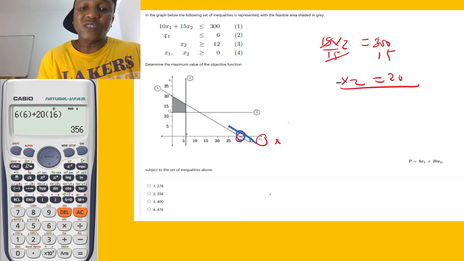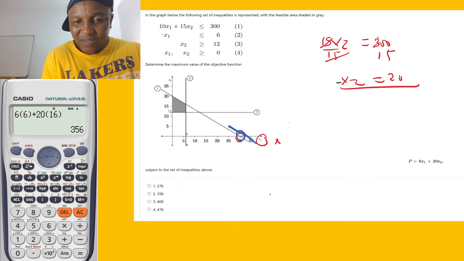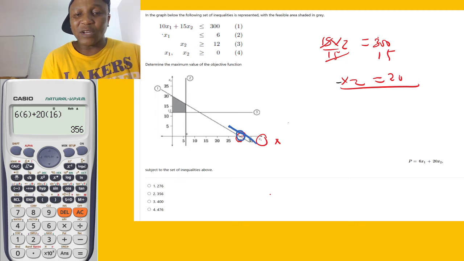Same with the second one, x1 equals 6. You see here, after 5 is 6, it cuts the x-axis at 6 right here. Now, x2 equals 12. Look at 12 here, right here, 12.